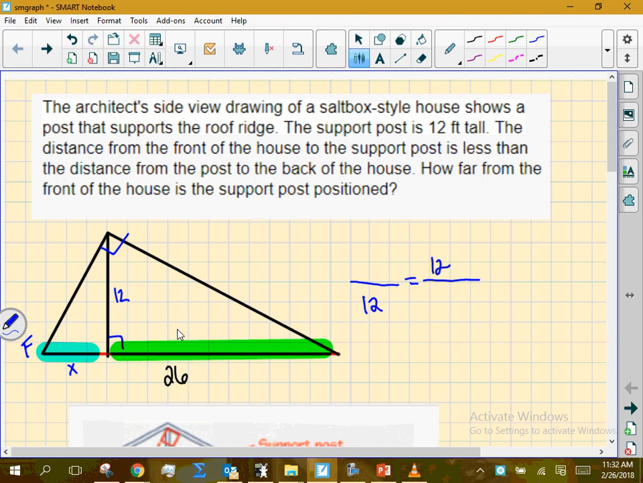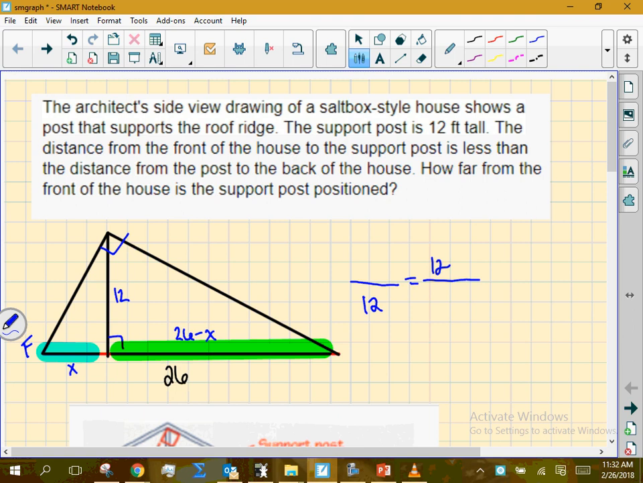26 minus X. That's a lot better than just letting it be another arbitrary variable. Because if I let it be another arbitrary variable, I'm going to have X and Y in those spots, and then I get 144 equals XY. Now I need another relationship with X and Y to be able to solve for that variable Y. So it's better to write it as 26 minus X.